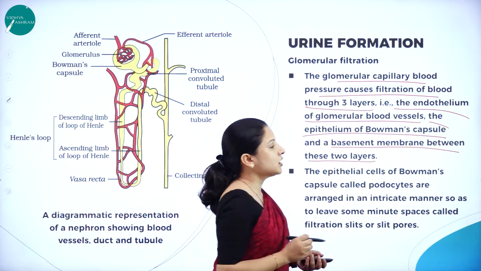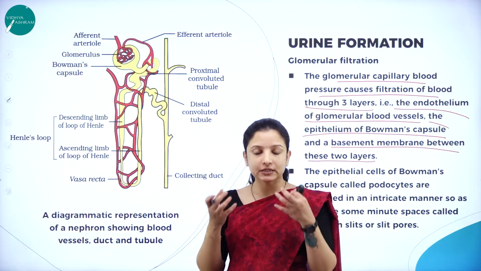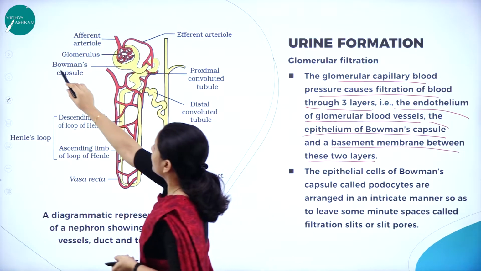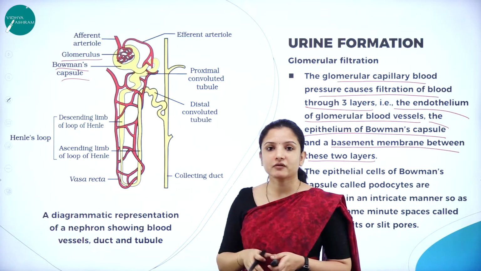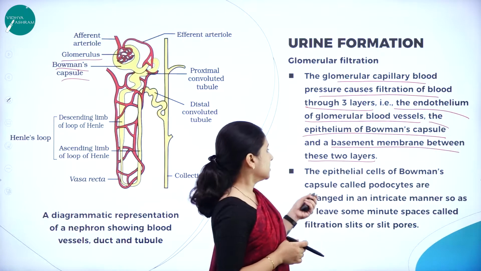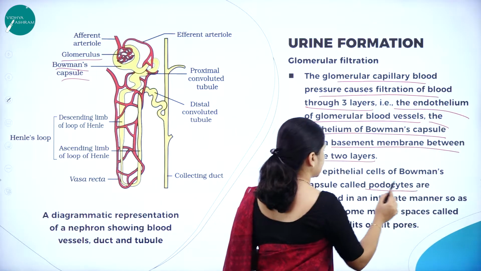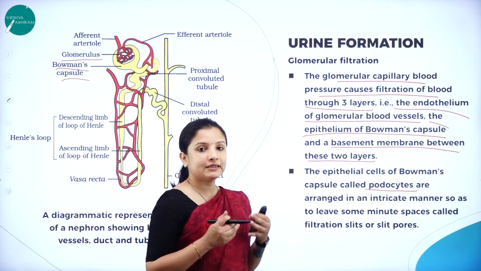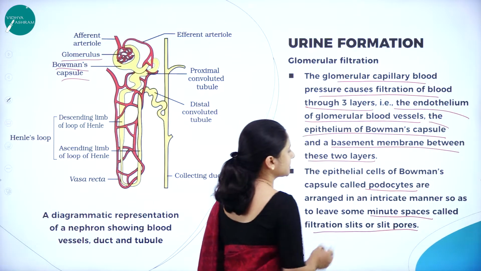Bowman's capsule also plays a very important role here, because it is in the gap of the Bowman's capsule that the glomerular capillaries are present. So in this, the filtration will occur, through the membranes of these. The epithelial cells of the Bowman's capsule, which are called podocytes, are arranged in a very close manner so as to leave some minute spaces called filtration slits or slit pores.